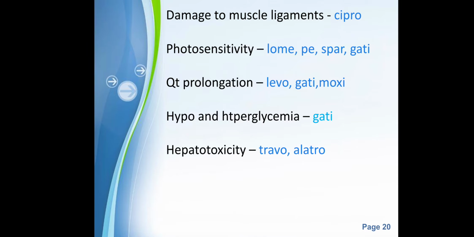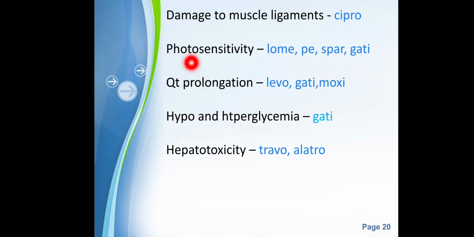Okay, now there are some typical kinds of side effects. Damage to muscle ligaments, ciprofloxacin is known to cause that. Photosensitivity. Photosensitivity is nothing but, once the patient after taking medication goes out into sunlight, exposure to sunlight will lead to some rashes and itching and that kind of reaction. So that is known as photosensitivity.